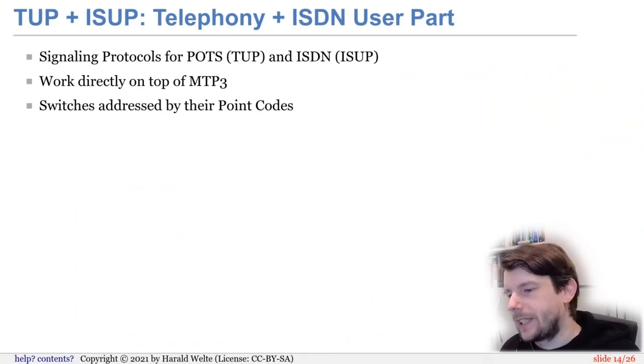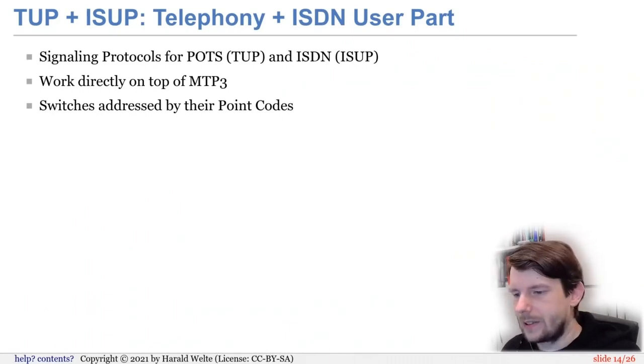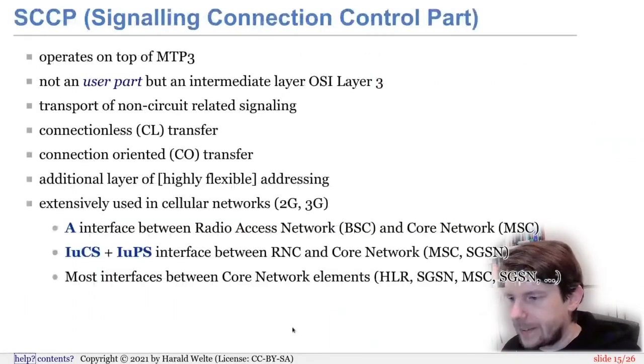Both of those work directly on top of MTP3, which means the only addresses that there are to route those messages are the point codes, and so every switch needs to have its unique point code, and you can route the messages to those different point codes. We'll not look into those in detail now, because we want to look at some of the other protocols that are more relevant to cellular networks.